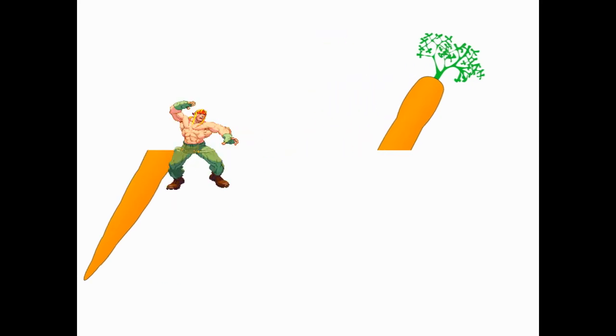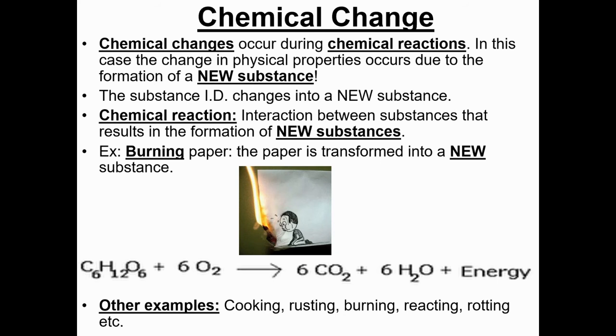And so here we have a physical change. The carrot did not change at the chemical level. Now we get to chemical changes where you do have a new substance that forms, and that's the key concept here. A chemical change will typically happen during a chemical reaction where a new substance is forming.